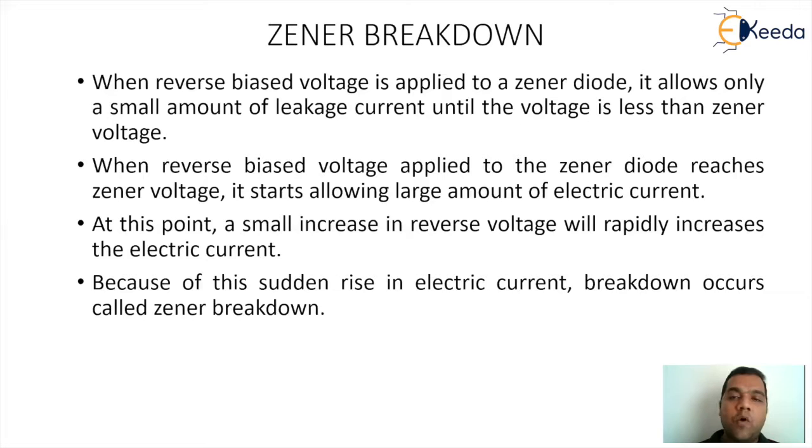At this point, a small increase in the reverse voltage will rapidly increase the electric current. Because of this sudden rise in the electric current, the breakdown occurs inside the Zener diode, which is termed a Zener breakdown. And in this phenomenon, the current in the Zener will start increasing from the minimum Zener current Iz min and will go up to the maximum Zener current Iz max in reverse bias and after breakdown. During this situation, the voltage across the Zener will remain constant and will be retained at Vz.